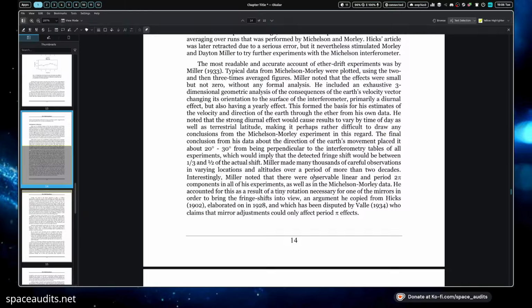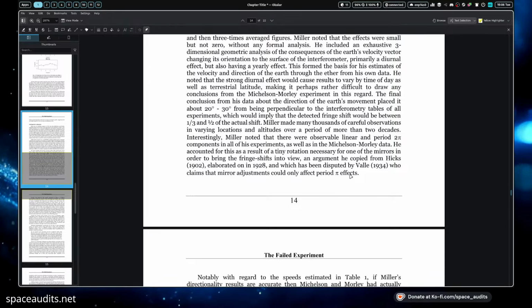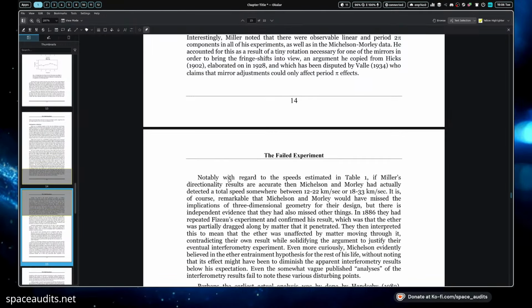Interestingly, Miller noted that there were observable linear and period 2π components in all of his experiments, as well as in the Michelson and Morley data. He accounted for this as a result of a tiny rotation necessary for one of the mirrors in order to bring the fringe shifts into view. An argument he copied from Hicks in 1902, elaborated in 1928, which has been disputed by Vail in 1934, who claims that the mirror adjustments could only affect period π effects. Notably, period π effects are the rotation effects, right? Yeah, for the first half turn. Gotcha.